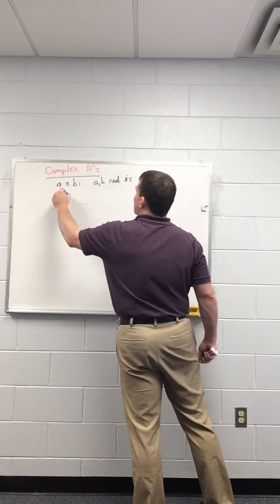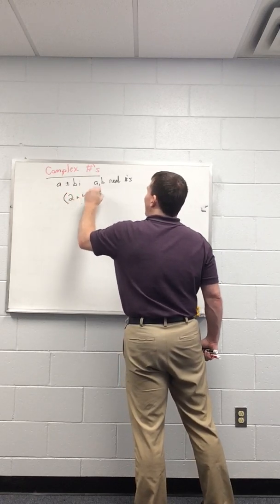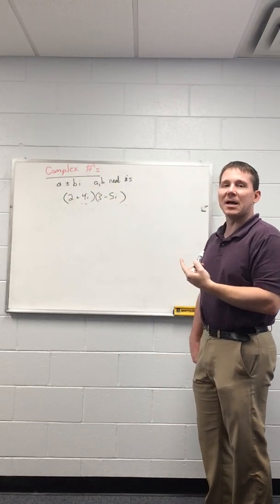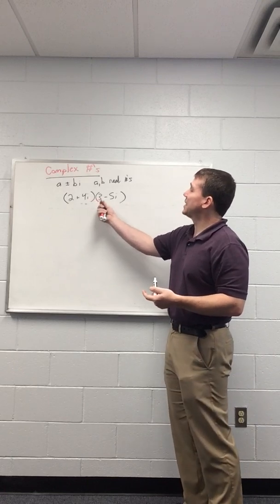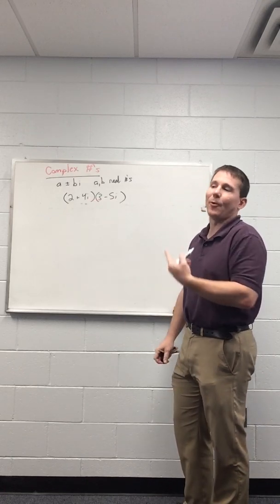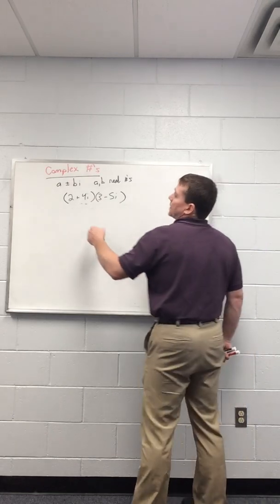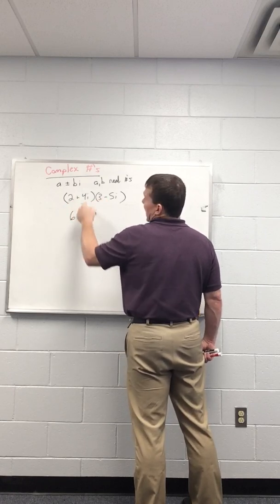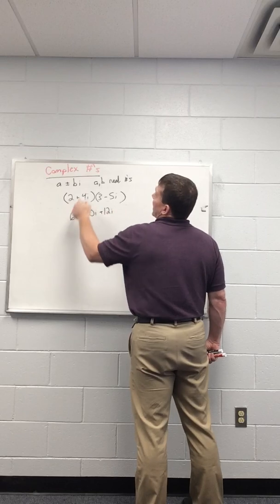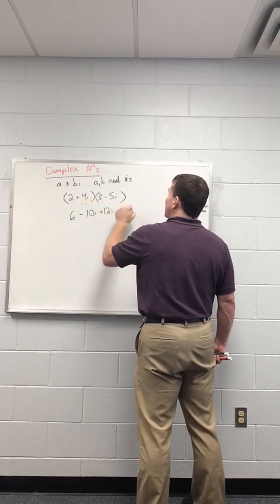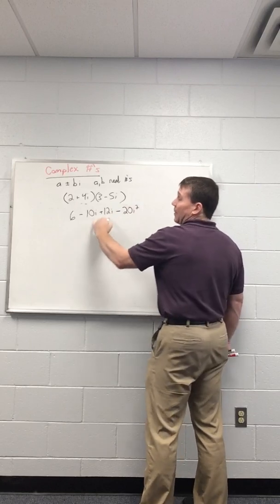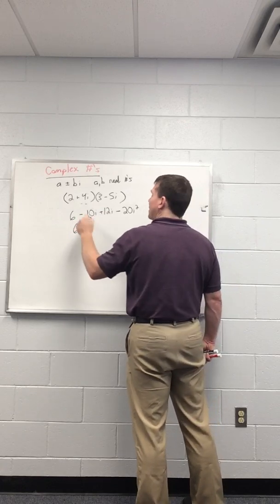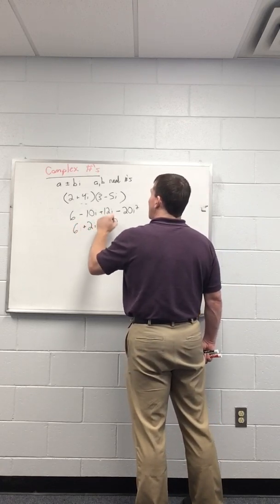So next we have multiplication. Say we have 2 plus 4i times 3 minus 5i. I want to multiply those out. Again, if those i's were just x's, you would immediately say, FOIL that. So 2 times 3 is 6, 2 times negative 5i is negative 10i, 4i times 3 is 12i, 4i times negative 5i is negative 20i squared. If I combine like terms, 6, negative 10i plus 12i is positive 2i, minus 20i squared.